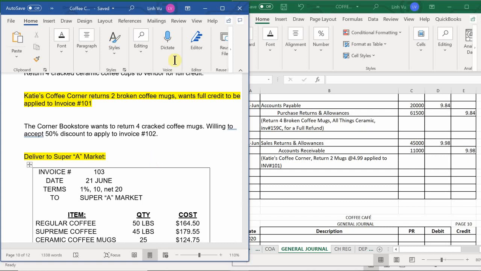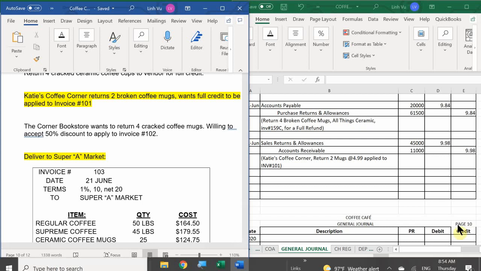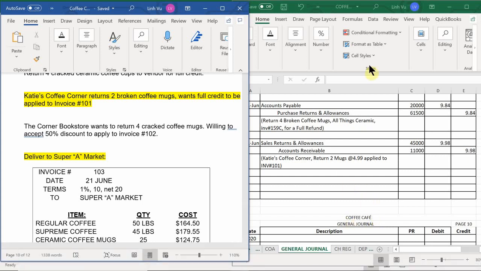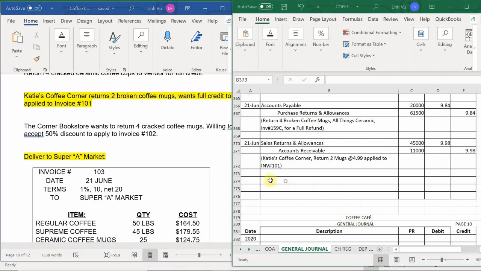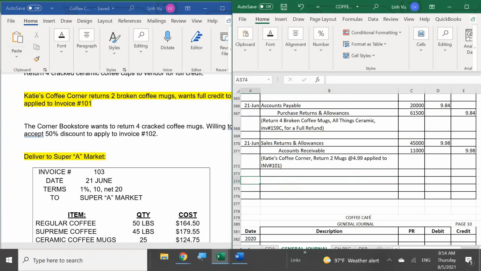All right, so in this case, we have just exactly enough space for this transaction here. If you don't, go ahead and add an extra line in case you don't have 3 lines. All we need is 3 for this one.